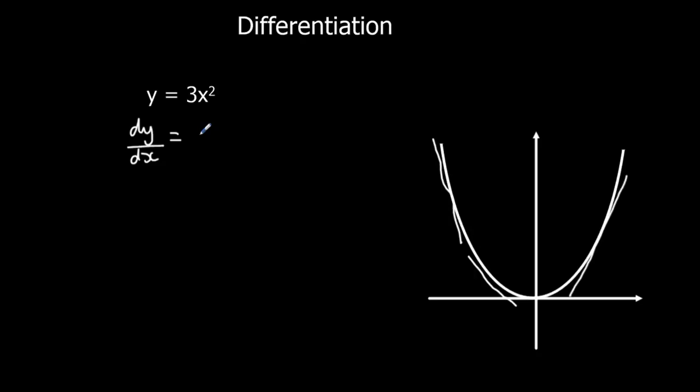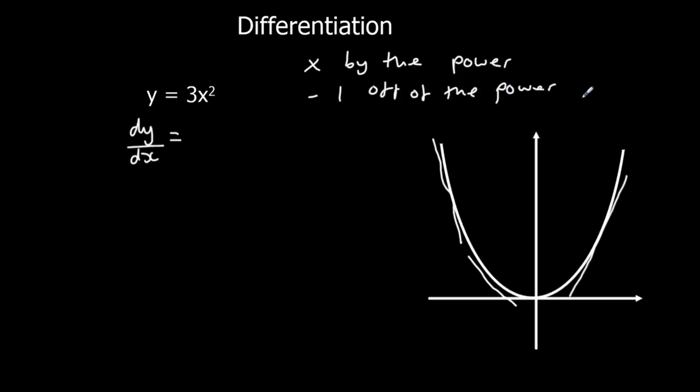And there's a very simple process that we follow to find the gradient function. All we do is we times by the power, and I'm going to give you a few examples of what we mean by this in a minute, times by the power, and then take 1 off of the power. So we're differentiating the x's, and the power is 2.